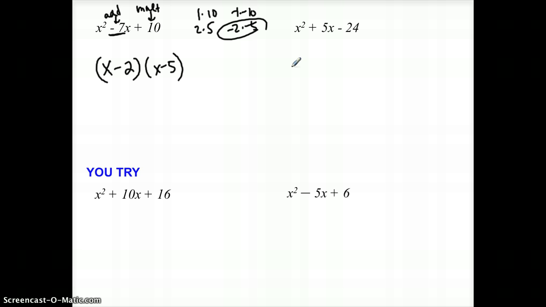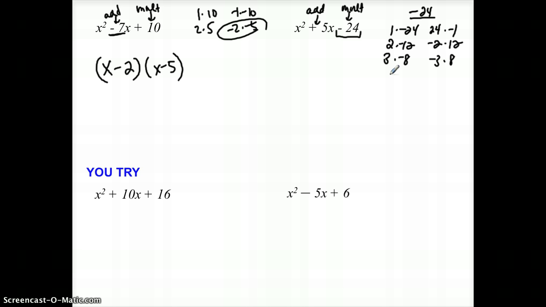And finally, x squared plus 5x minus 24. What can we multiply to get negative 24? And remember, you do look at the sign in front, so it's a negative 24, and add to give us 5. So multiply to get negative 24: 1 and negative 24, 24 and negative 1. 2 and negative 12, negative 2 and 12. 3 and negative 8, negative 3 and 8. 4 and negative 6, negative 4 and 6. And that's it.